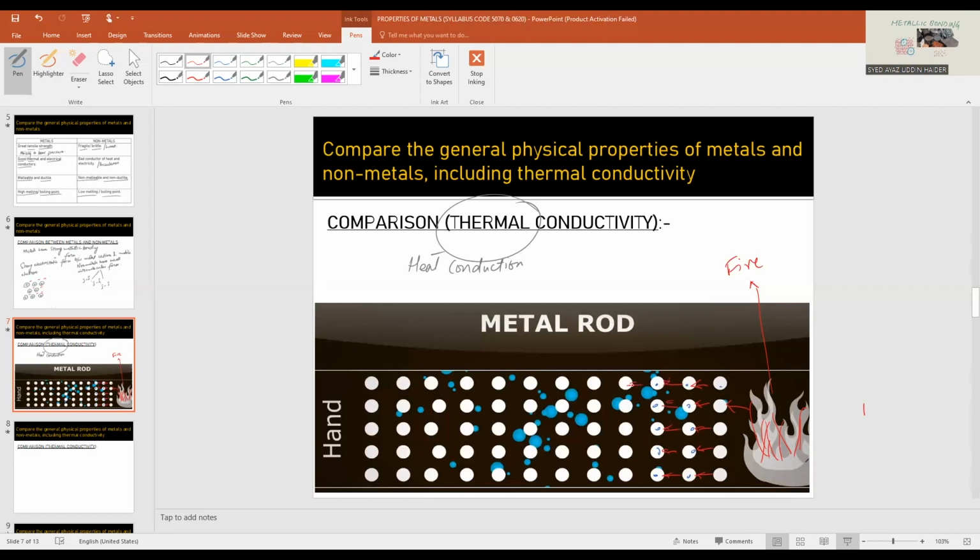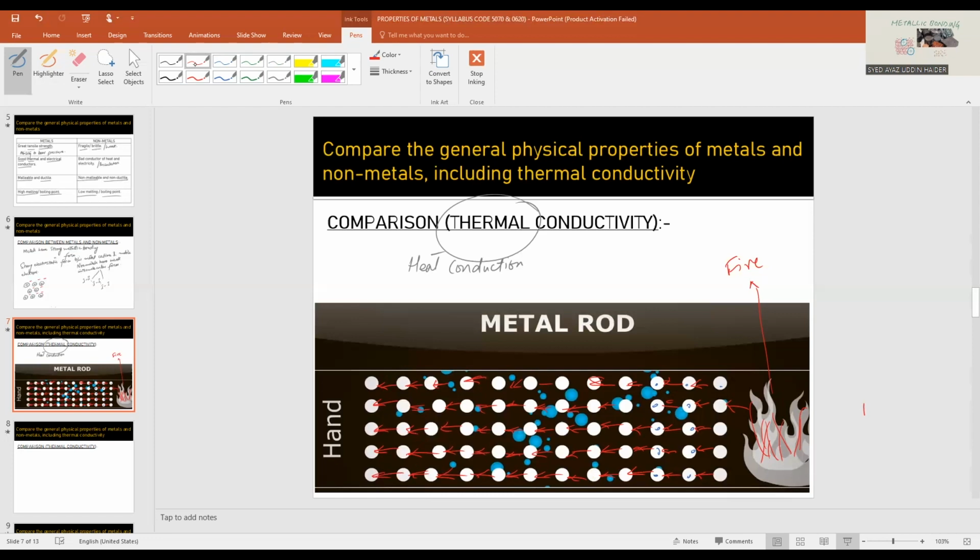And in the end, the metal rod becomes hot after some time, due to the heat being transferred by these metal atoms throughout this rod. You can see, if you hold this rod on this side, you'll feel that heat. This is the reason that metals are good conductors of heat.